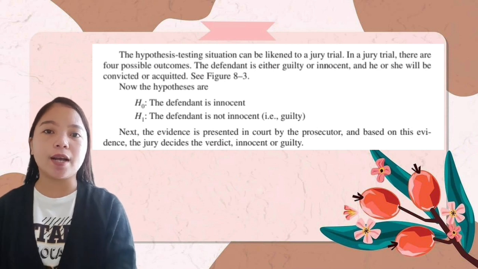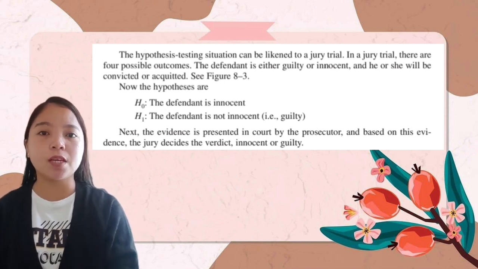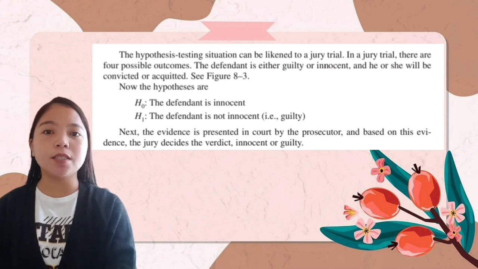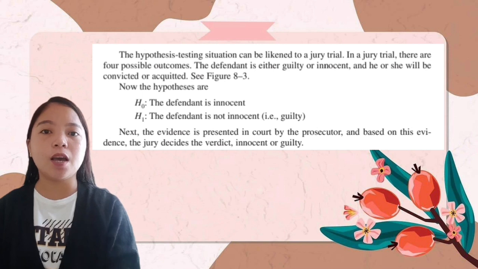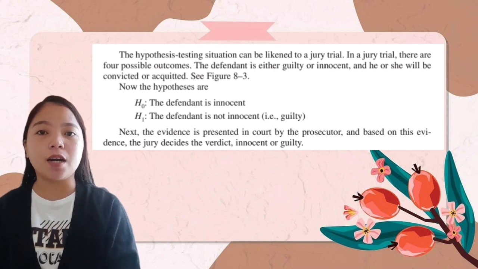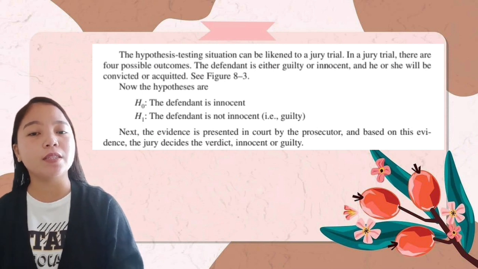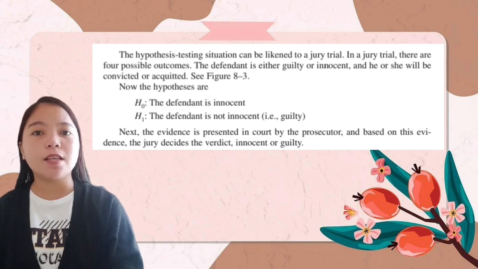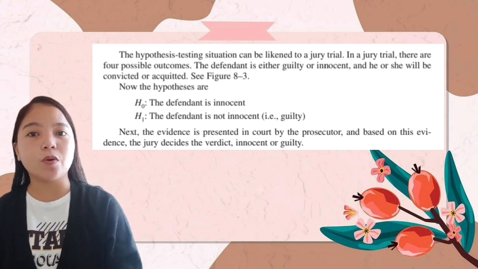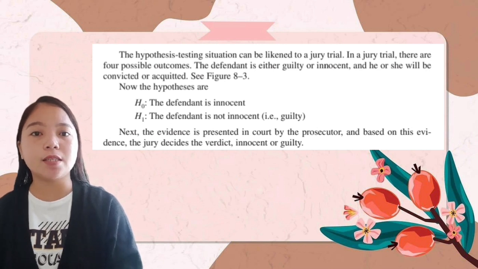In a jury trial, there are four possible outcomes. The defendant is either guilty or innocent, and he or she will be convicted or acquitted. Now, the hypotheses are these two. The null hypothesis is the defendant is innocent, while the alternative hypothesis is the defendant is not innocent. Next, the evidence is presented in court by the prosecutor, and based on this evidence, the jury decides the verdict, innocent or guilty.